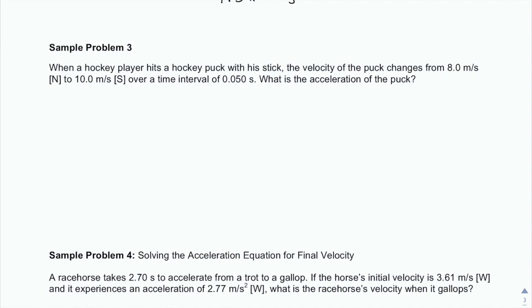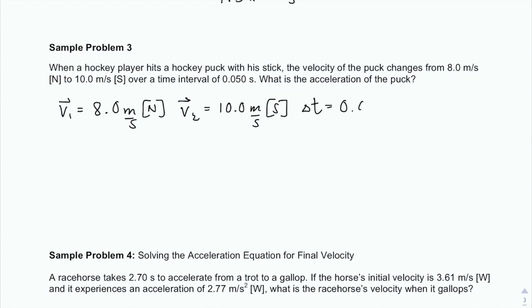We are given the initial velocity of the puck, 8 meters per second north, and the final velocity of the puck, 10.0 meters per second south, and the elapsed time is 0.050 seconds. We need to find the acceleration. The equation is delta v over delta t, which again is v2 minus v1 over delta t. And we'll sub in our values.